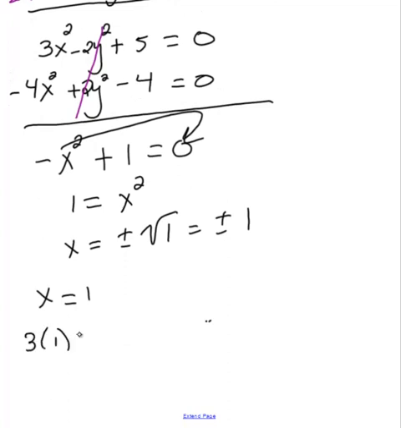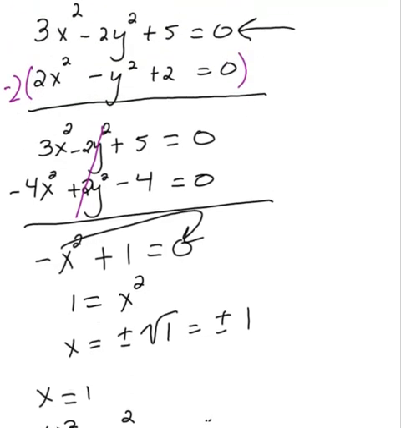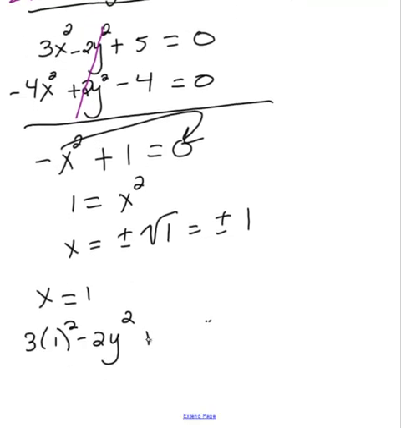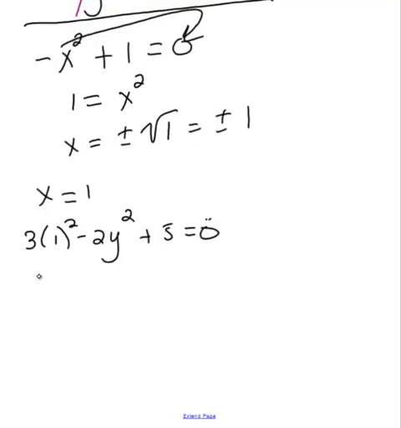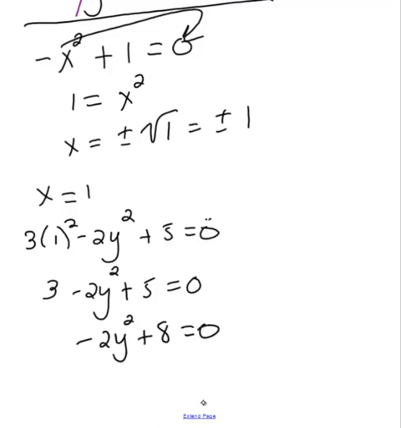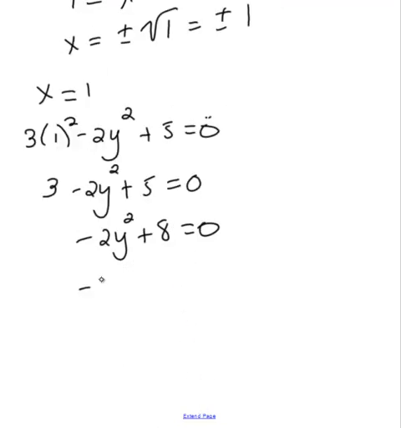3x squared minus 2y squared plus 5 equals 0. So I've got 1 squared is 1 times 3, minus 2y squared plus 5 equals 0. Now I'll have negative 2y squared plus 8 equals 0. I'll move my 8 to the other side, making it negative.